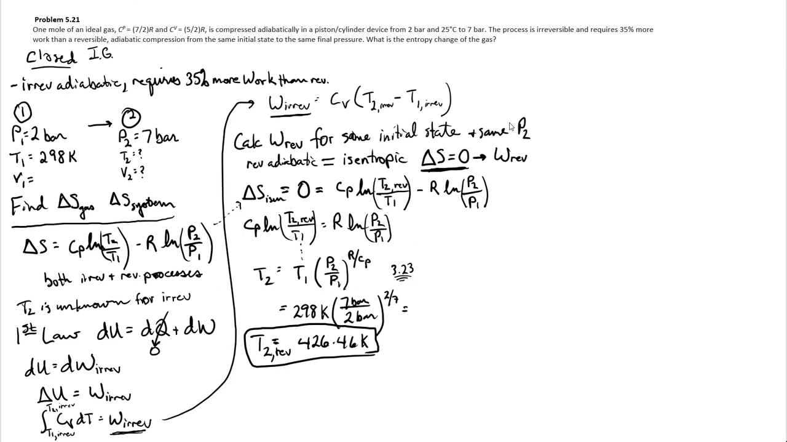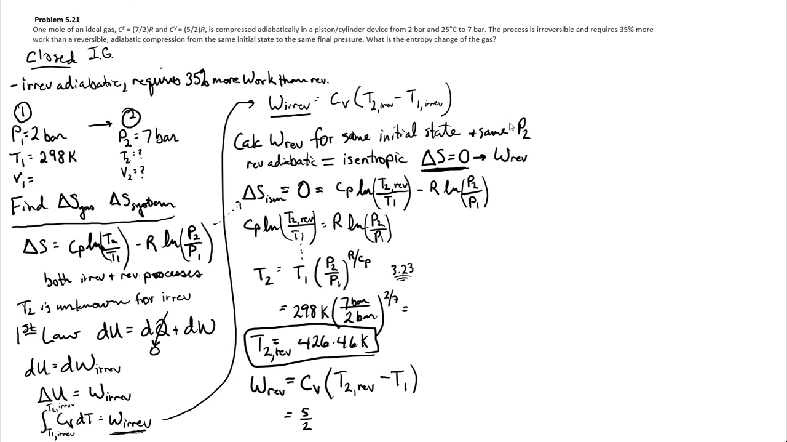So what does that mean? Well, that means I can calculate the work for a reversible process. The work for a reversible adiabatic process, we can go back to chapter 3, or we can realize that we just derived it, whether it's irreversible or reversible, we just derived it here. The work for a reversible process is equal to CV times T2 reversible minus T1. And because T1 is the same for everything, we'll just leave it like that.